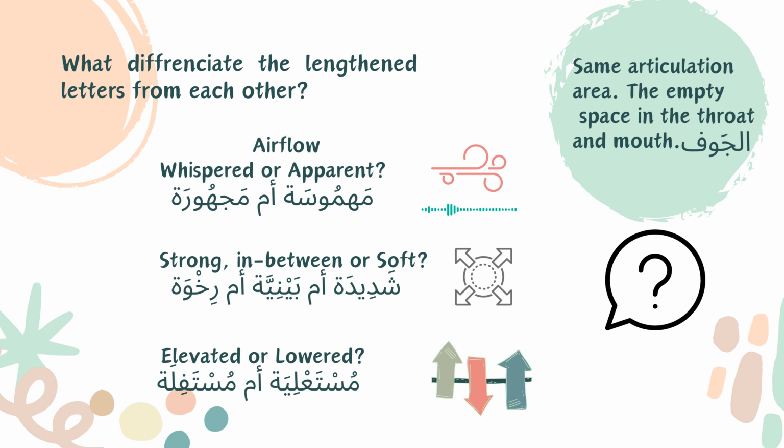majhura. So when we say that they have jahr, a characteristic, it means that they are not whispered, right? We said it's either this or not. So no airflow is accompanied while we are pronouncing the 3 lengthened letters. Okay, let's move to the second characteristic.